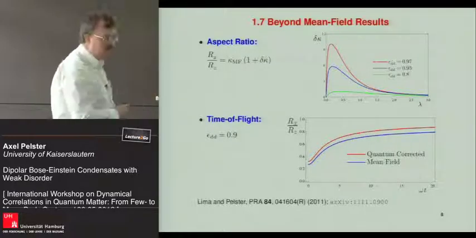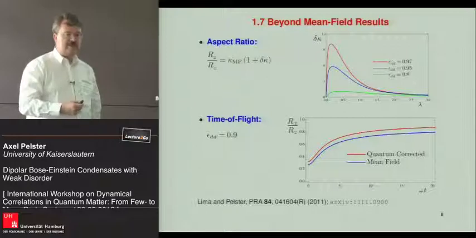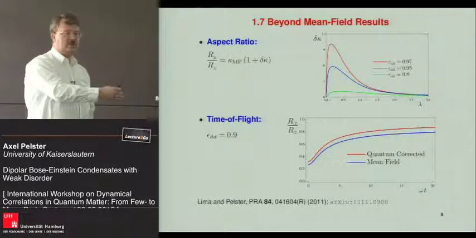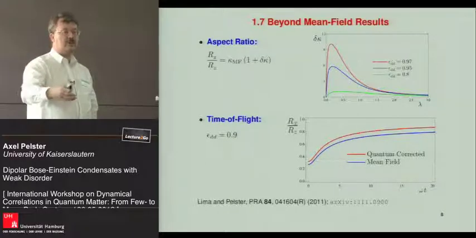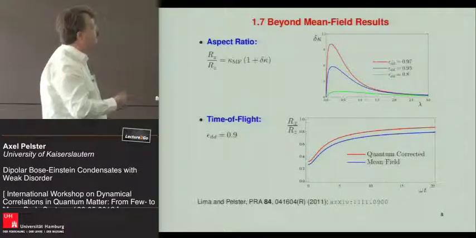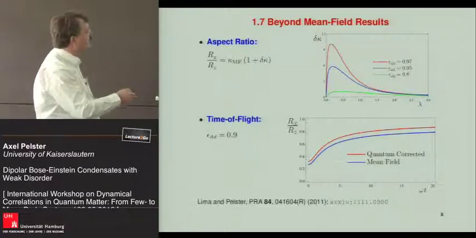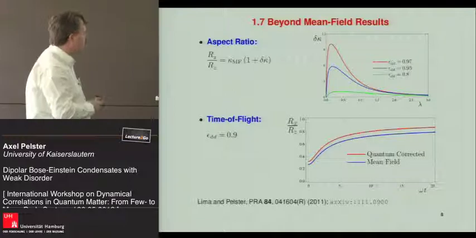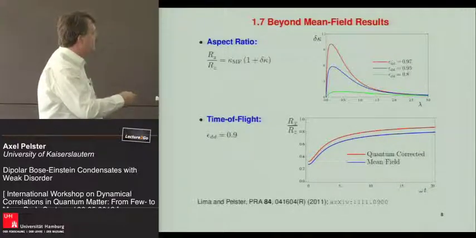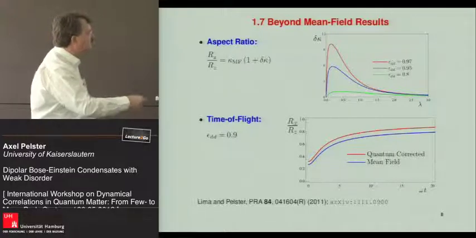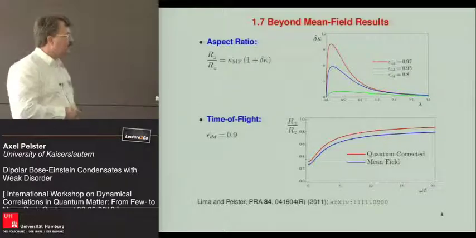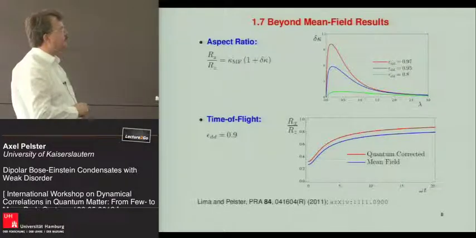So the idea is, if one would go from the atomic magnetic dipole-dipole interactions to the molecular electric dipole-dipole interactions, then beyond-mean-field corrections have to be taken into account in a considerable way. Also, the time-of-flight results, where the trap aspect ratio is plotted as a function of time, change significantly once beyond-mean-field corrections are taken into account.